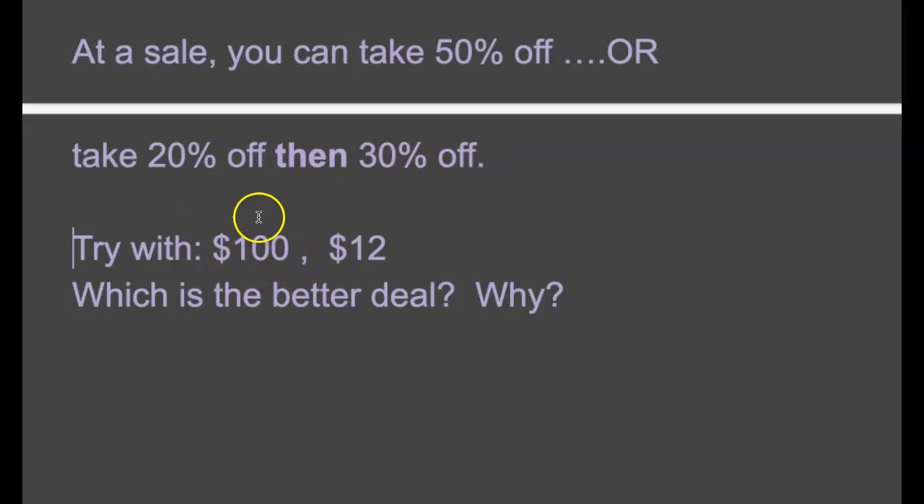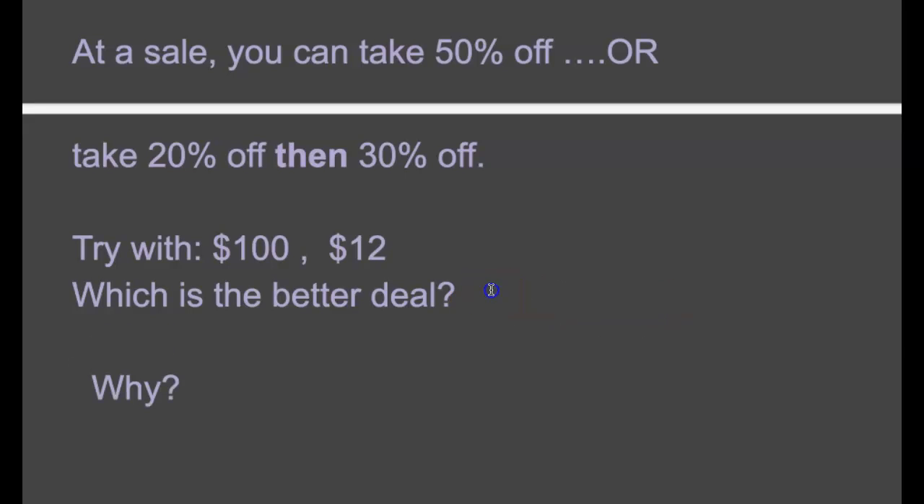So try doing this with $100, take 50% off of it, and then start again with $100, take 20% off, and then from that answer, take 30% off. And then you can try it again with something smaller like $12 and come up with some conclusions. Which is the better deal?